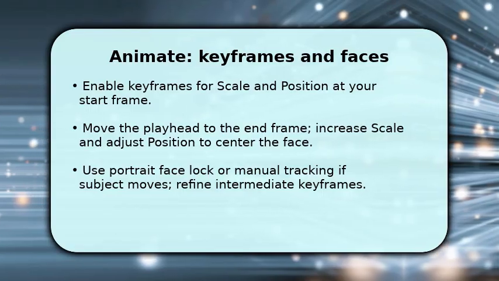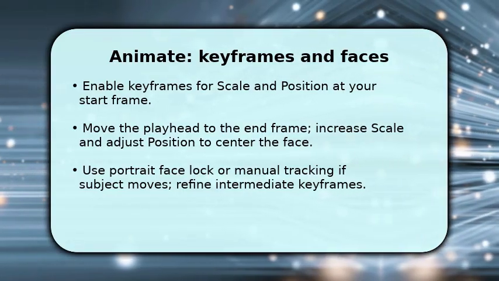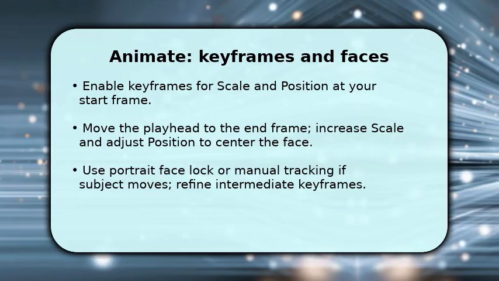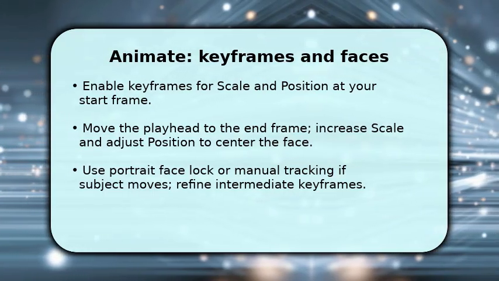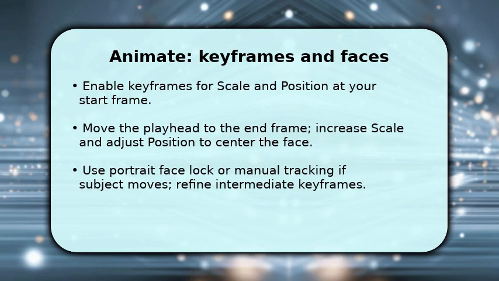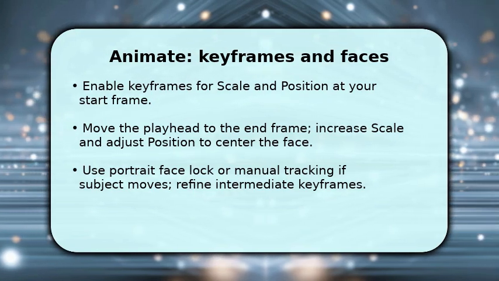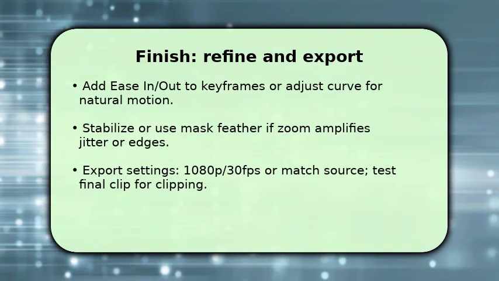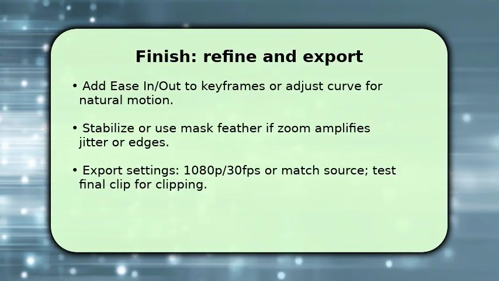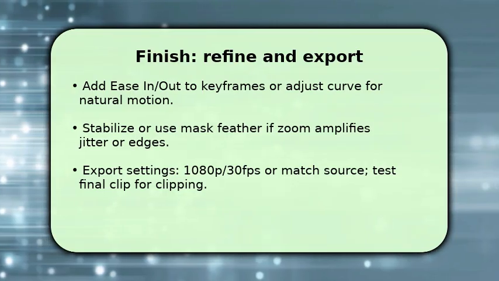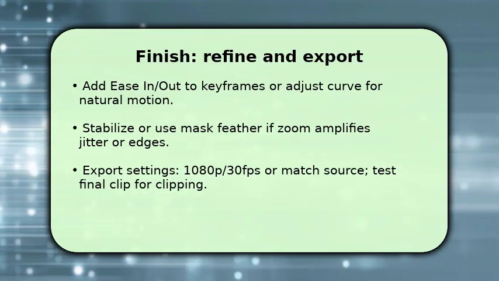Once done, play the clip and smooth abrupt jumps by nudging keyframes, finishing by refining motion and cleaning artifacts. Apply ease in and ease out on keyframes so the zoom ramps naturally. This avoids robotic speed changes. If the zoom reveals jitter, run stabilize or add a soft mask with feathering to hide edges. When using face tracking, check for drift and add small corrective keyframes.